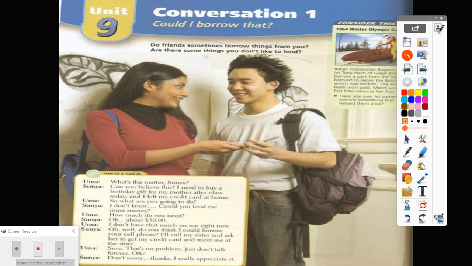Yes. Do friends sometimes borrow things from you? Are there some things you don't like to lend? He is asking you. So in every unit, in every conversation, we see that the book or the writer is asking you questions. These questions don't want to be answered directly. They are typically going to be answered throughout the conversation itself and the exercises.